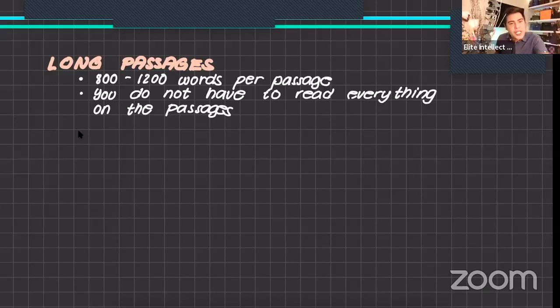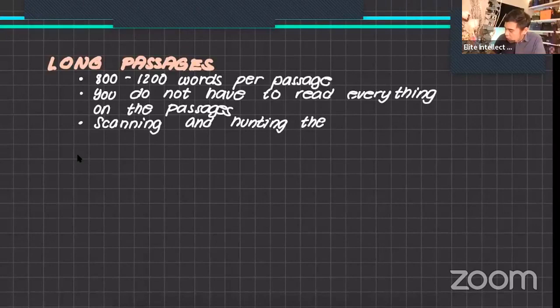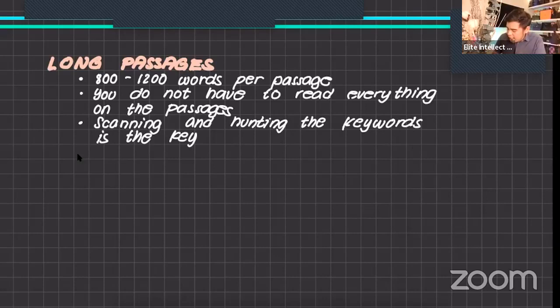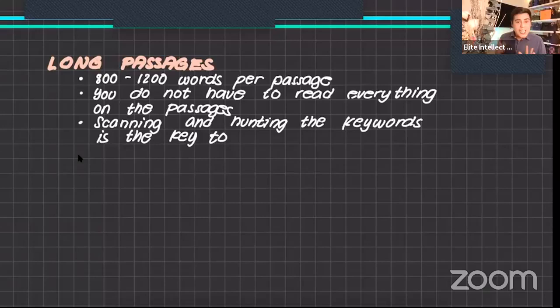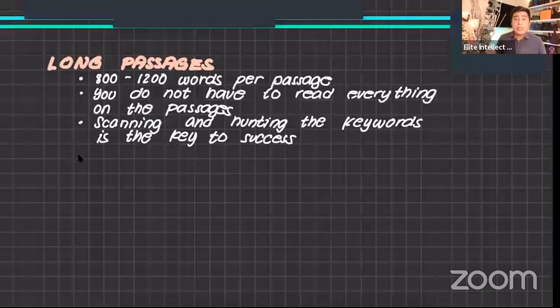Basically, scanning and hunting is the most effective technique. Scanning and hunting the keywords. The keywords are the key to success. When you say scanning and hunting, what I would want you to do is to encircle your keyword and then try to look for the synonym of that in the reading. The reading does not expect you to read everything, because that would be a complete waste of time. It's an eye strain. It's an eyesore.